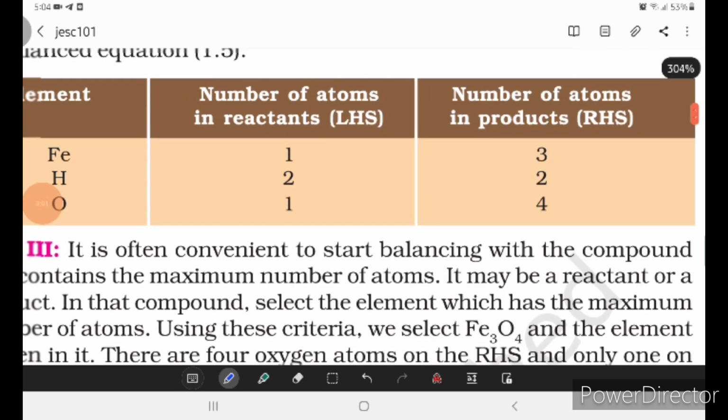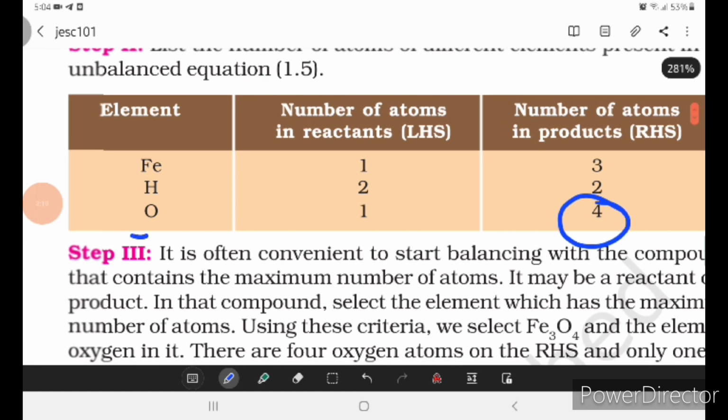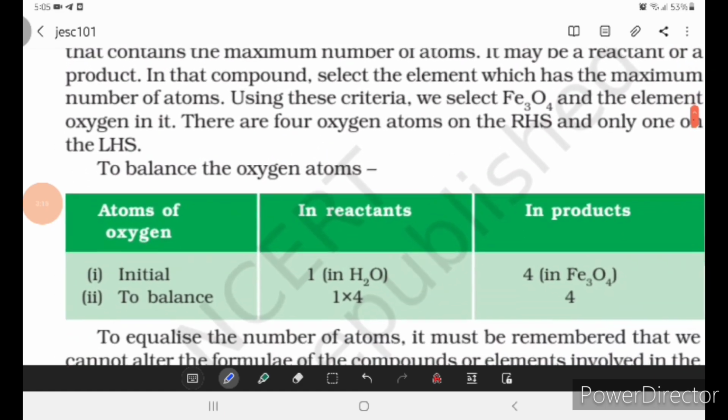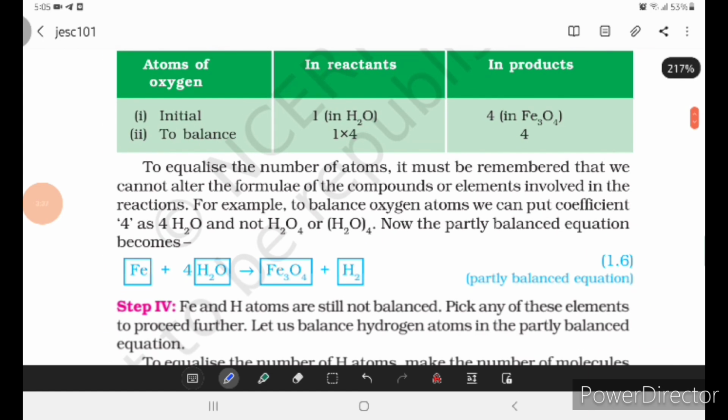When we go through this table you can find which has the most atoms. 4 is the greatest number, and it is oxygen. Oxygen is present in Fe3O4, that is on the product side. So we choose oxygen first to get balanced. In the reactants, we have oxygen in H2O, that is 1. In the products we have it in Fe3O4, that is 4. In order to balance, multiply 1 by 4 to get 4, so that we get 4H2O. So the oxygen got balanced.